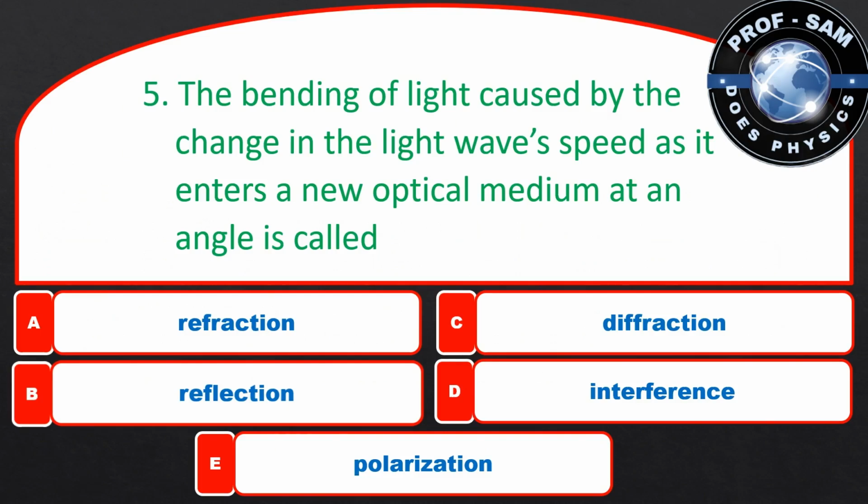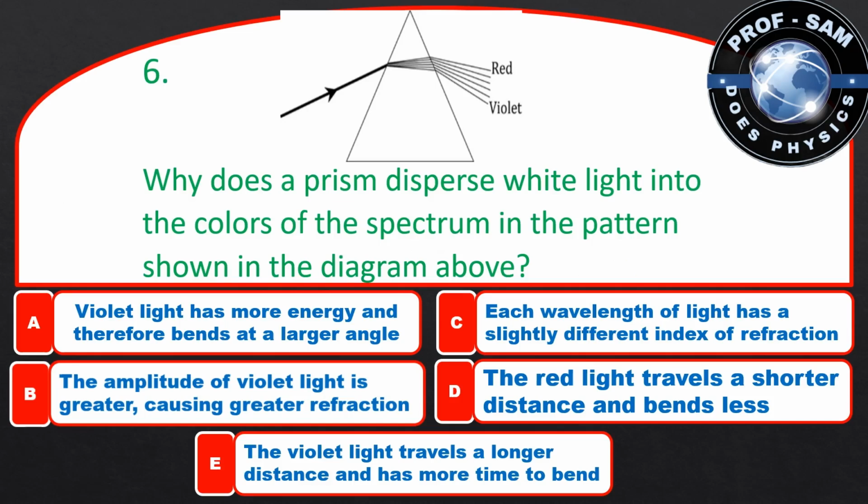Question 6. Why does a prism disperse white light into the colors of the spectrum in the pattern shown in the diagram above? So C is the correct answer because each wavelength of light has a slightly different index of refraction. So option C is the correct answer. Now option A is close, but it's not the best answer because color is a function of frequency and frequency is not being affected by the medium.